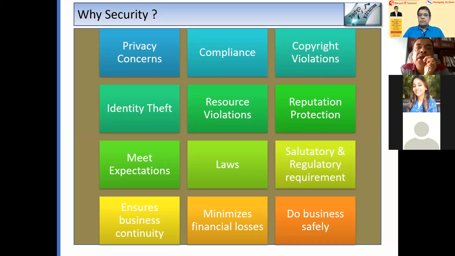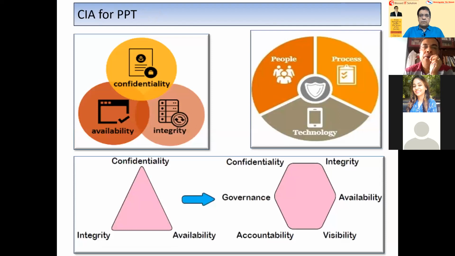So all these things explain why we should go for security, why we should be secure. Now comes one of my favorite sides, where we are talking about the CIA and PPT. These are the two things. When we talk about the CIA, we talk about the confidentiality, availability, and integrity of the data.